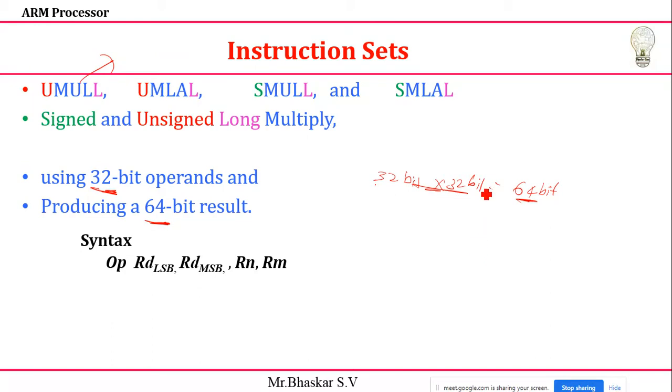So what is the format of my instruction? You can see it is an operation. This point you should remember: here it is the operation. You can use any one of the instructions. If you want, you can use UMULL or UMLAL or SMULL, SMLAL also, as you wish. After that, you need to represent it with four registers. So there are four registers we are going to use.